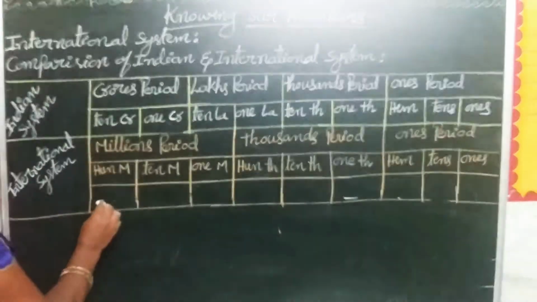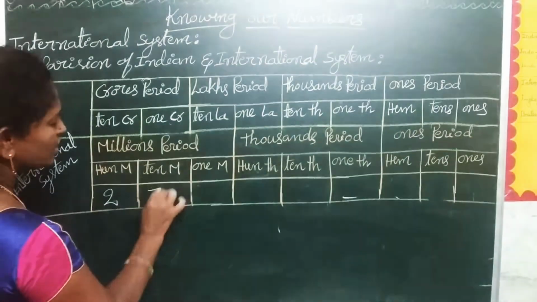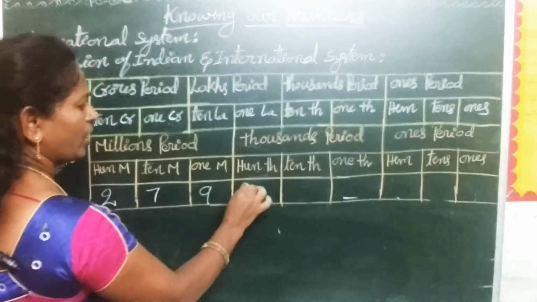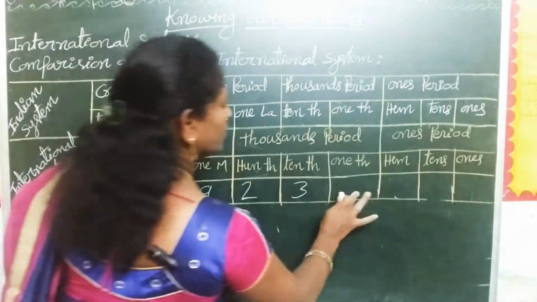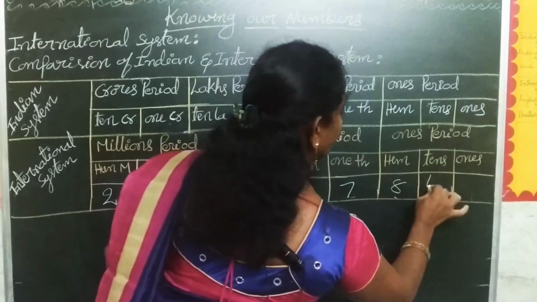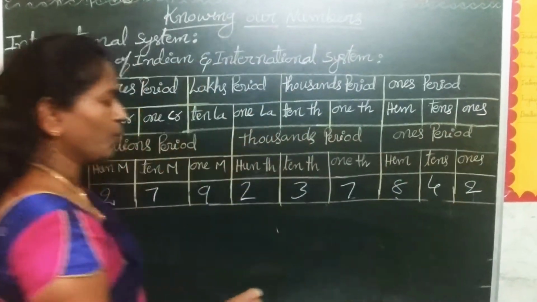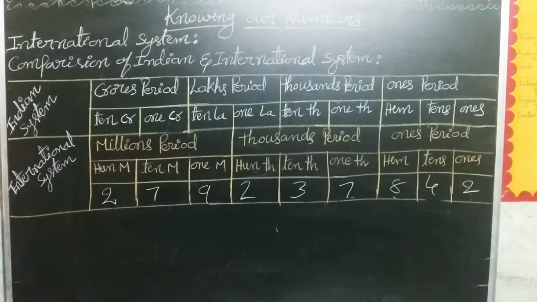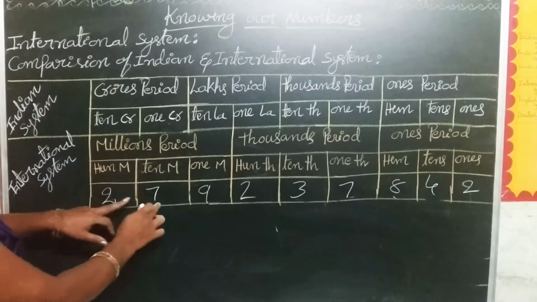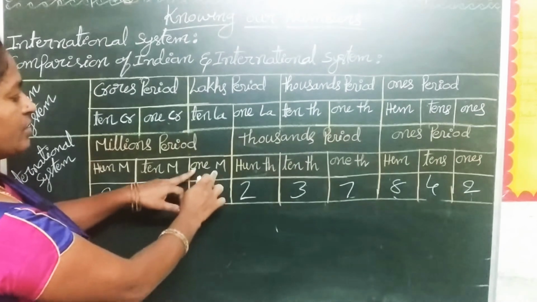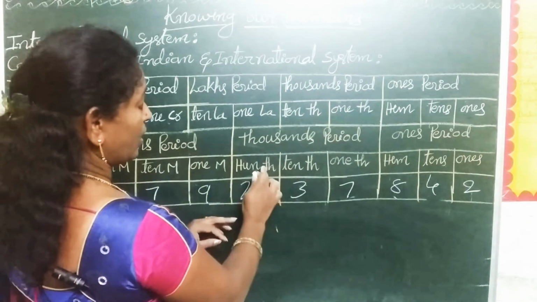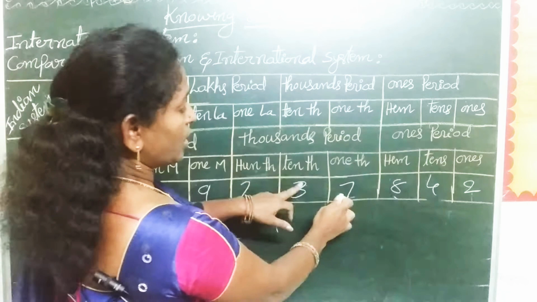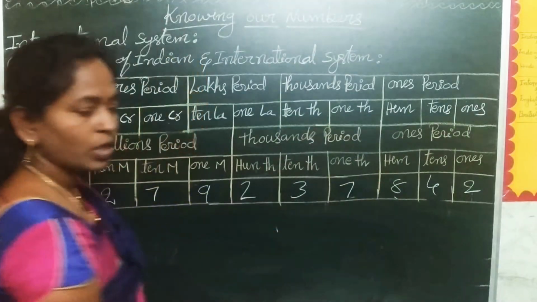Now arrange the numbers in places: 2, 7, 9, 2, 3, 7, 8, 4 and 2. See, observe here each number has its own place. See, 2 is 100 millions, 7 is 10 millions, 9 is 1 million, 2 is 100,000, 3 is 10,000, 7 is 1,000, likewise all the numbers.